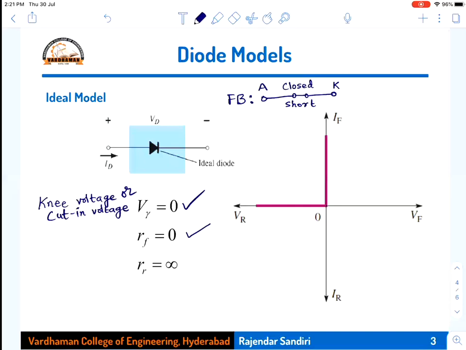Now, when it is reverse biased, what happens? This side is the cathode and this side is the anode. It will act like an open switch. When it acts like an open switch, the circuit is an open circuit, and the current in this case is zero. Current does not flow, ID is equal to zero, whereas in the case of forward bias, ID will flow. That means the ideal diode acts like a simple switch. Forward bias is a closed switch, reverse bias is an open switch.